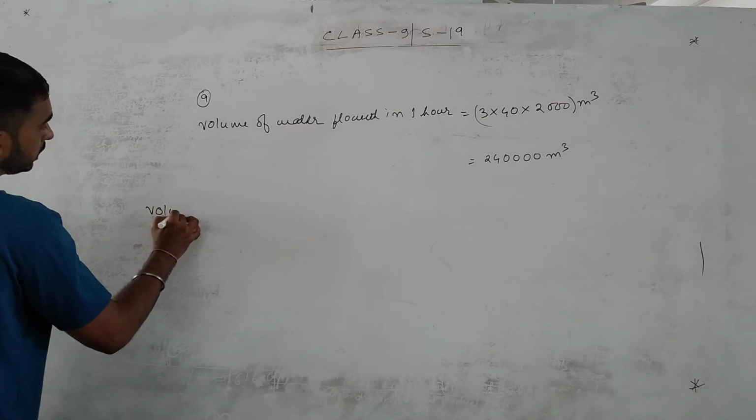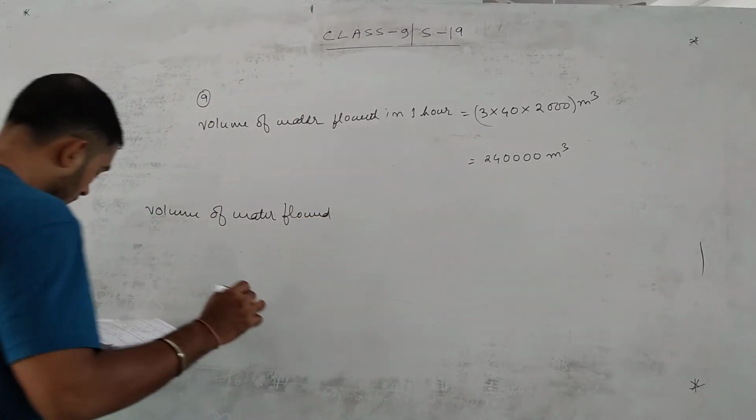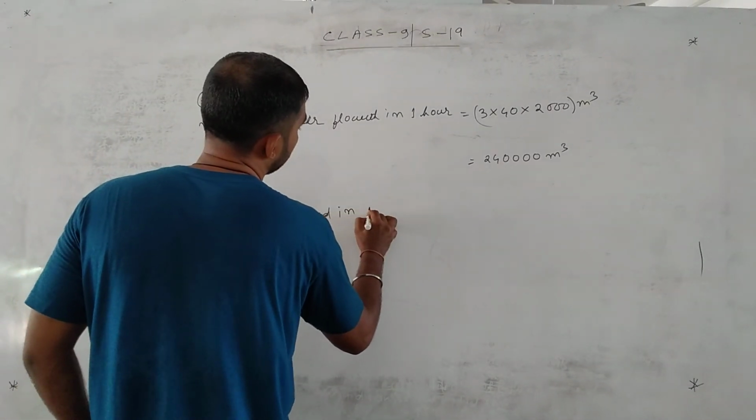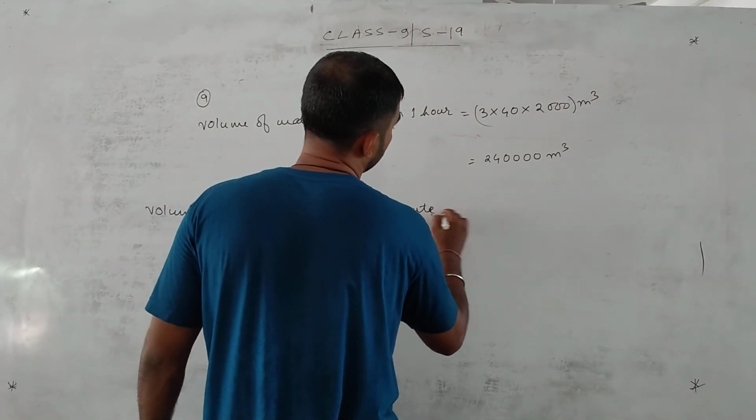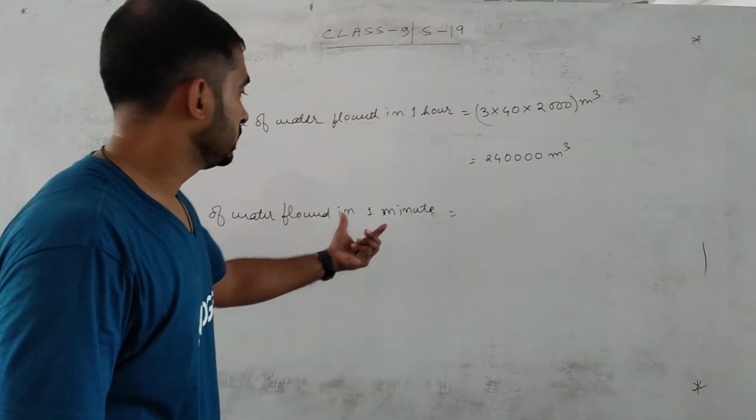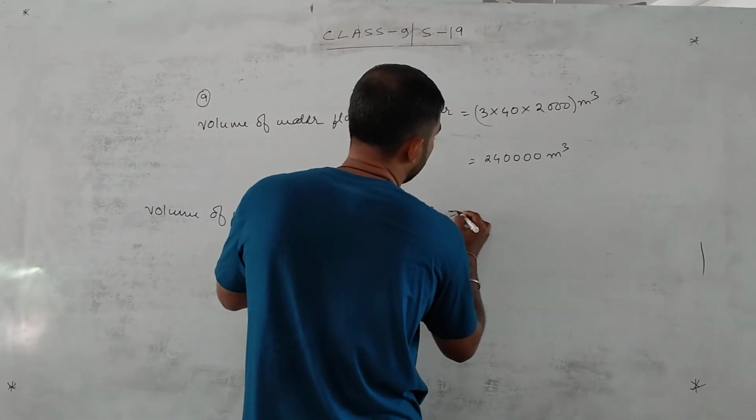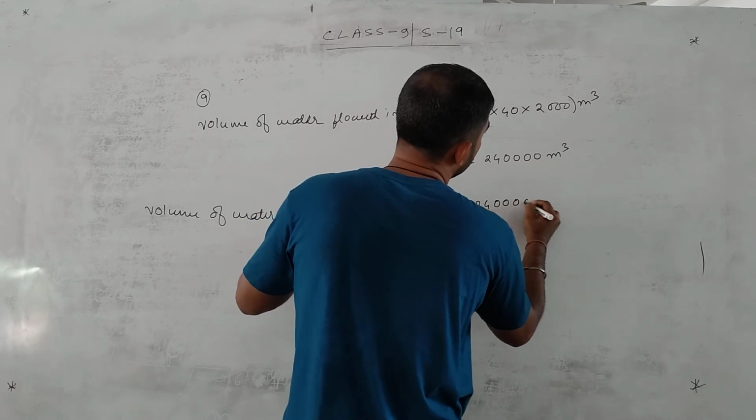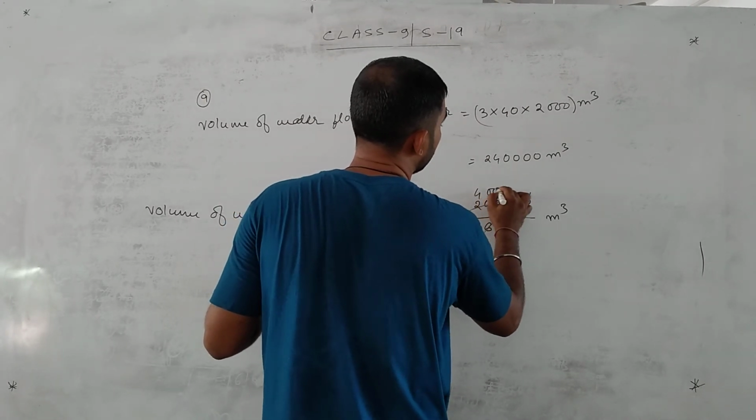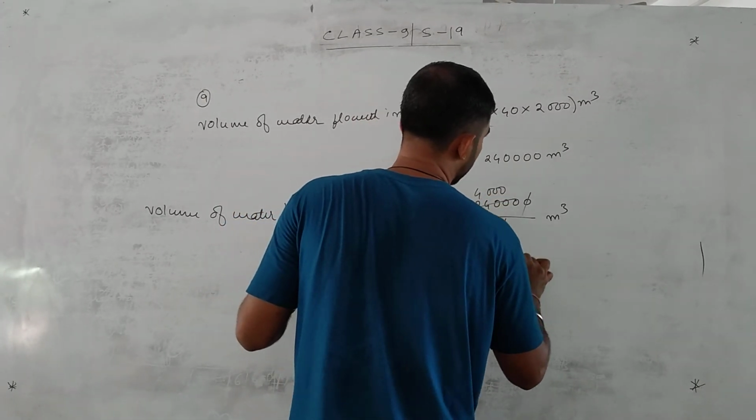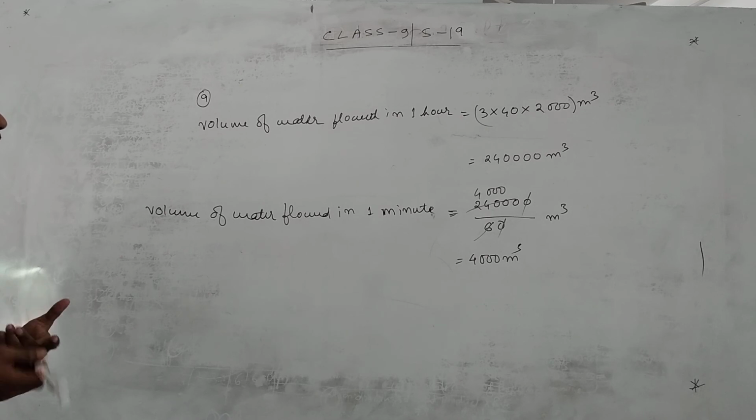So volume of water flowed in 1 minute. This amount of water flowed into the sea in 1 hour. Now the question is how much water will flow into the sea in 1 minute. So to convert hour to minute, we have to divide by 60. 0 cancels. So 4000 cubic meters. So this much of water will flow into the sea in 1 minute.